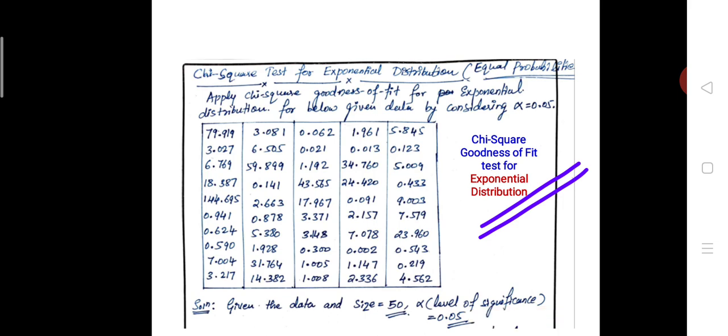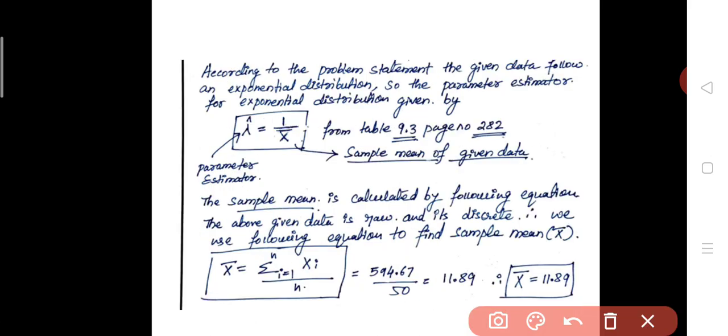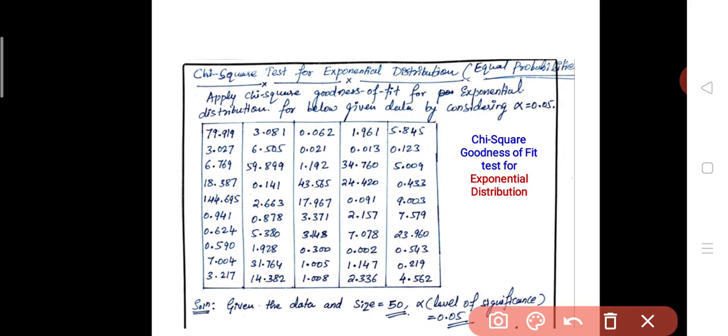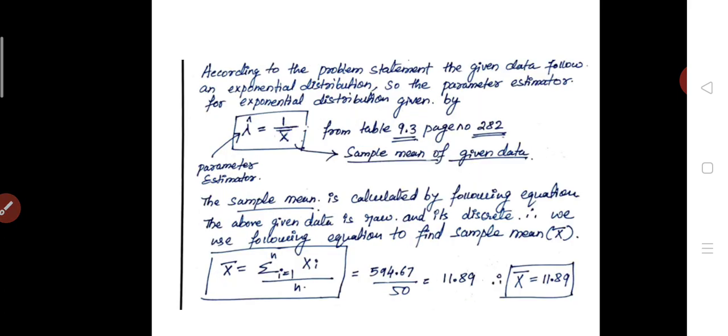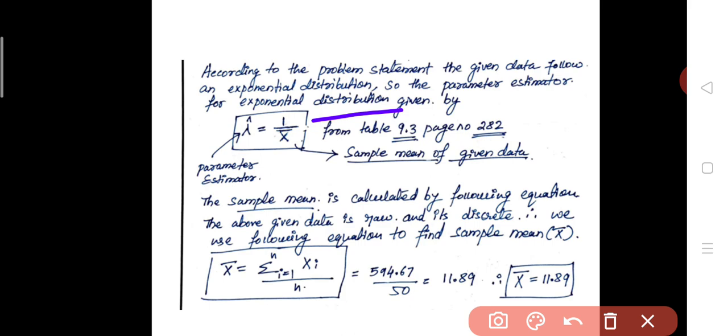So the solution: the given data is exponentially distributed, and the size of the data is 50. If we count all the data, we have a total of 50, and the level of significance alpha is equal to 0.05. According to the problem statement, the given data is exponentially distributed. The parameter estimator for exponential distribution is given by lambda cap equal to 1 divided by x bar.